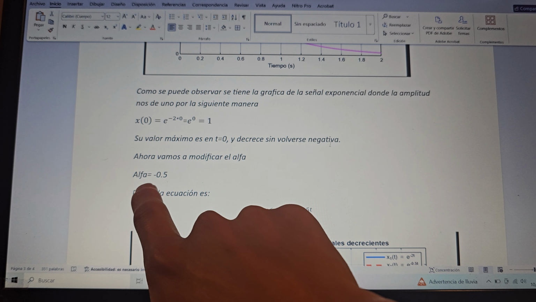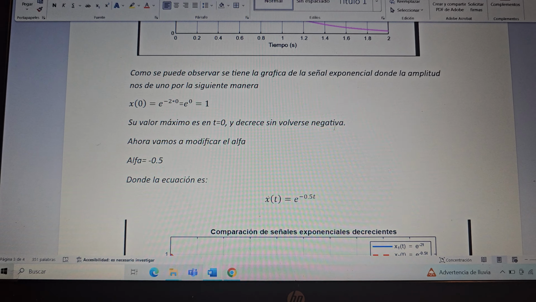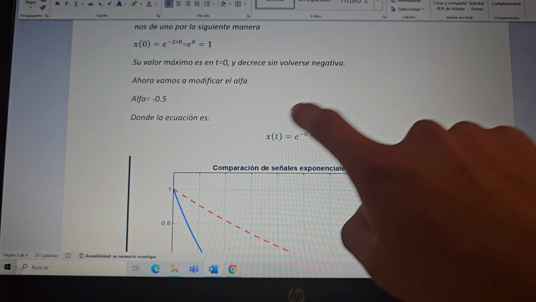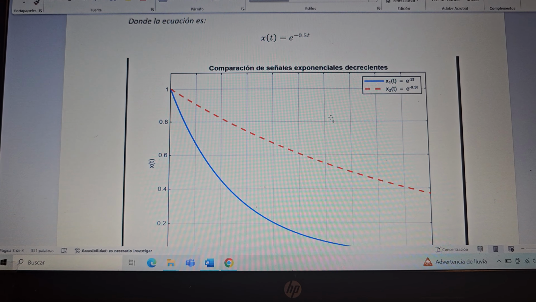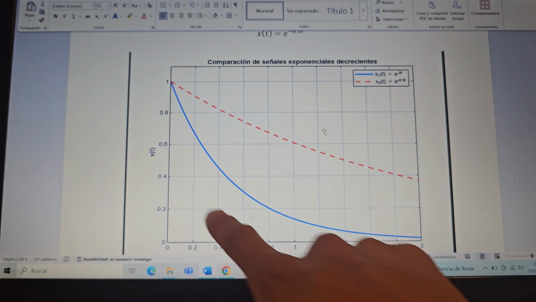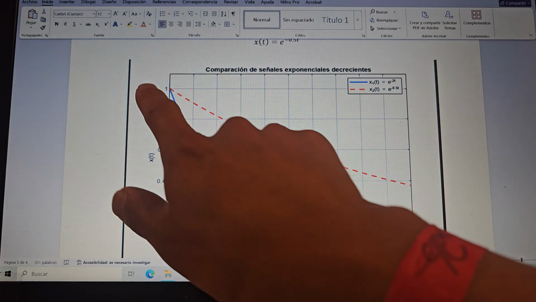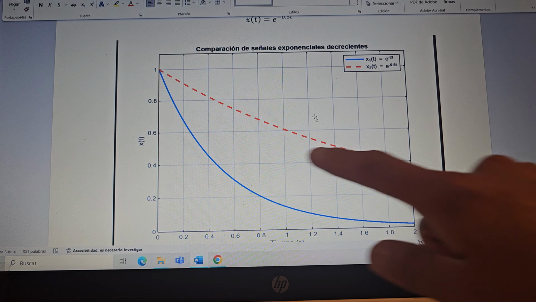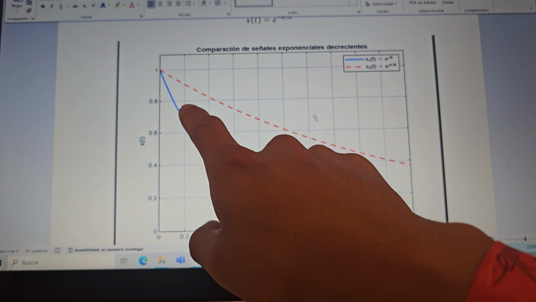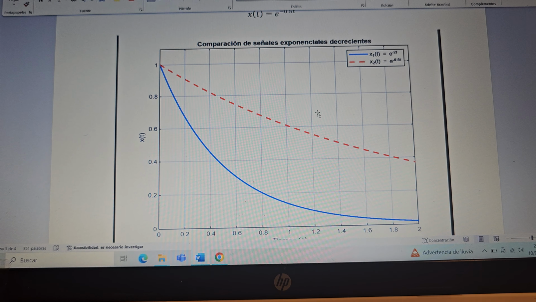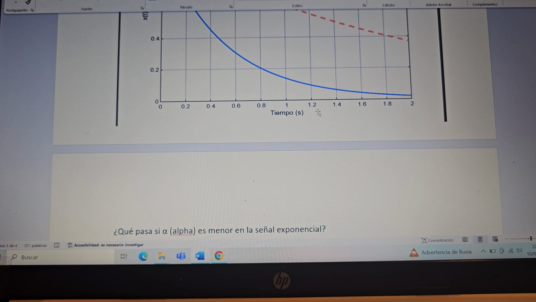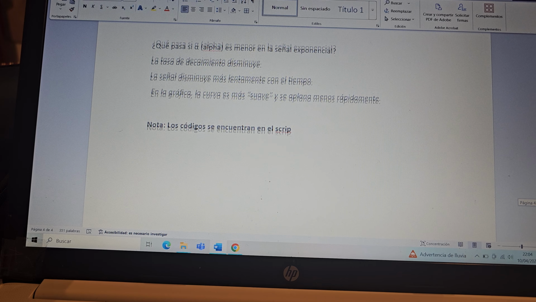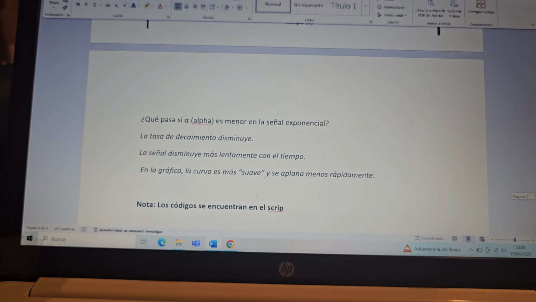Now alpha is going to equal minus 0.5, where the new equation, the new operation, is this, and this is the graphic with the difference. Now this is the main graphic, and this is the graphic of the modification. As you can see, the main graphic is in blue, and the second graphic, the modification, is in blue and red points. But what happens to this graphic?